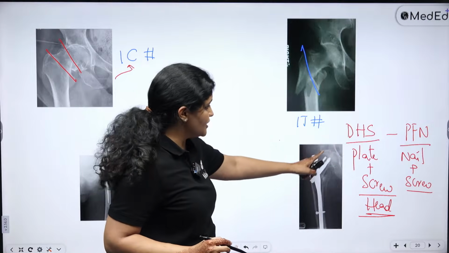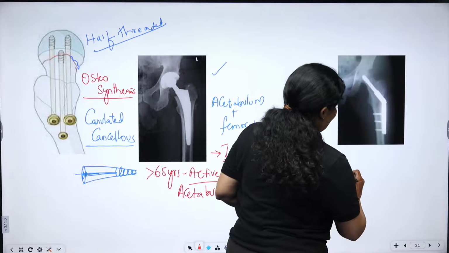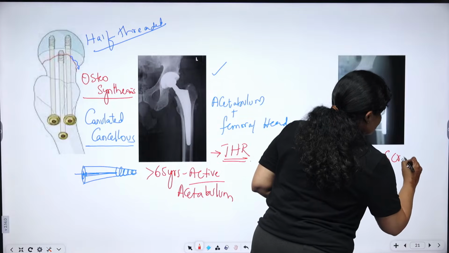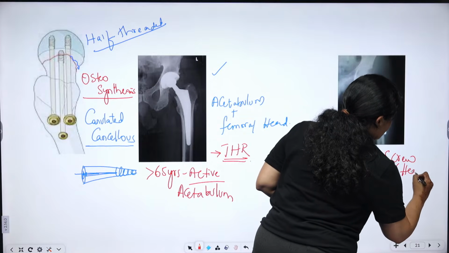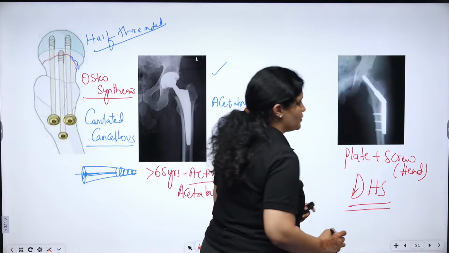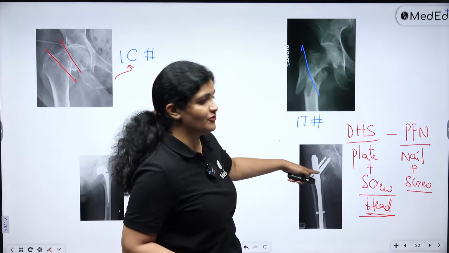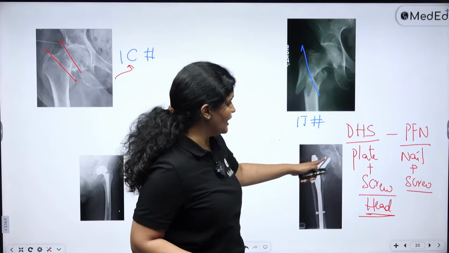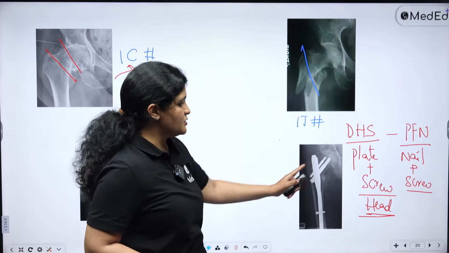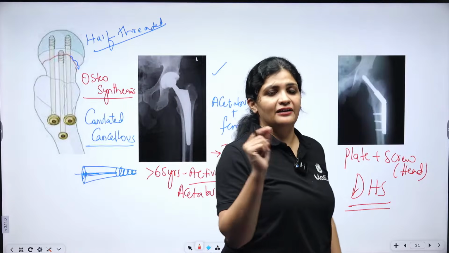Yes, and if you see a plate with a screw, this is the plate and the screw in the head. So this is called your dynamic hip screw, right? So this is your DHS, not to be confused with your other types of nails where the screws will be in the shaft only. So here you see the screws are into the head. So whenever you see the screw in the head and a nail is present, it is PFN. If a plate is present, it is DHS. So that is why there are questions to identify the implant also.